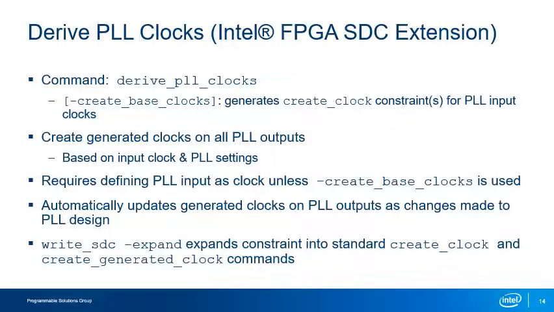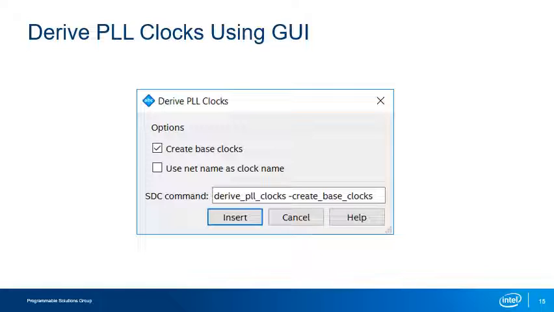The only requirement for this command is that the input clock of the PLL is already constrained. However, if the PLL input clock is not constrained, you can use the -create_base_clocks option to automatically create the associated input clock, again based on the PLL settings. If you need to translate this command to standard SDC, use the -expand option with the write_sdc command. This will replace the derive_pll_clocks command with the standard create_clock and create_generated_clock constraints. To access derive_pll_clocks in the GUI, simply go to the Constraints pull-down menu in Timing Analyzer and select Derive PLL Clocks.